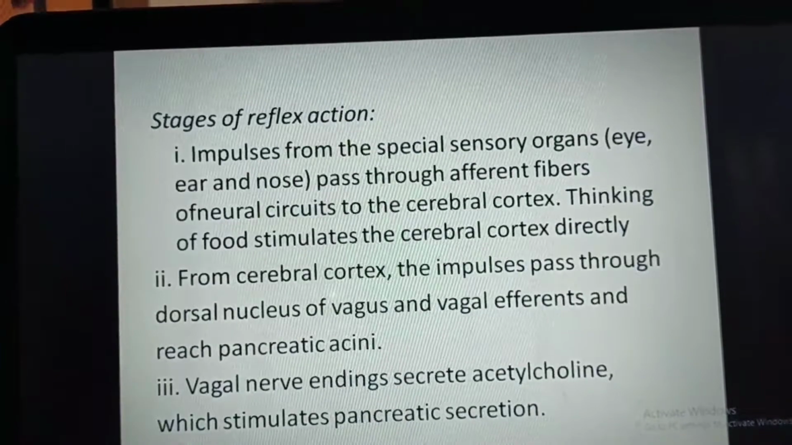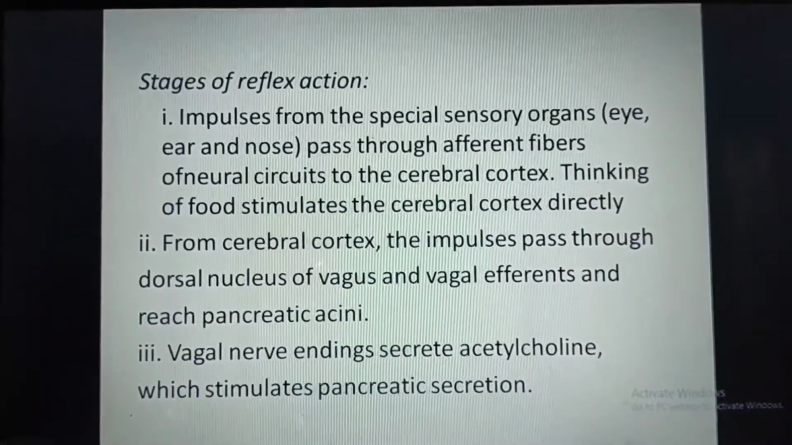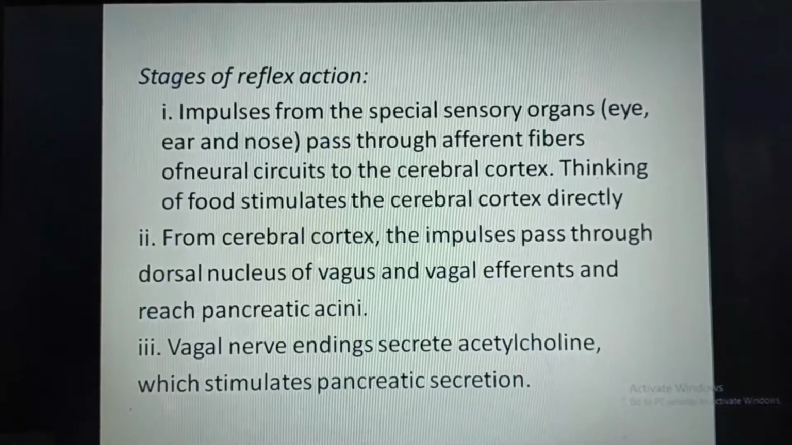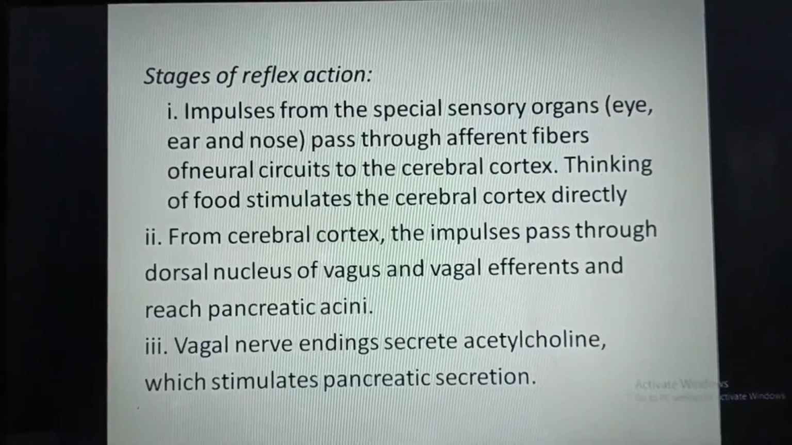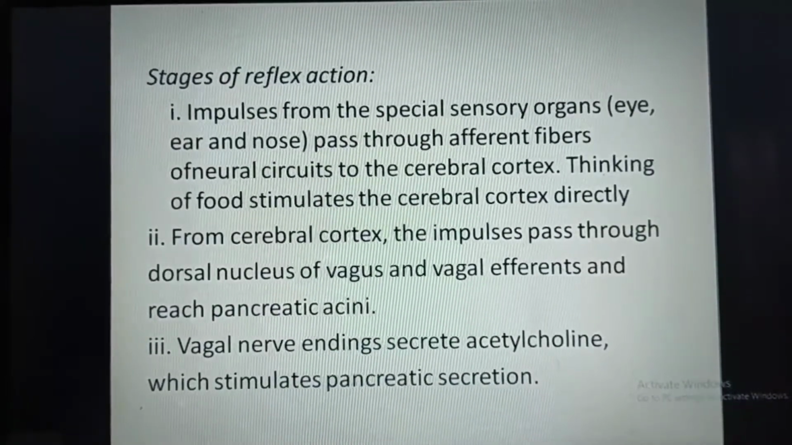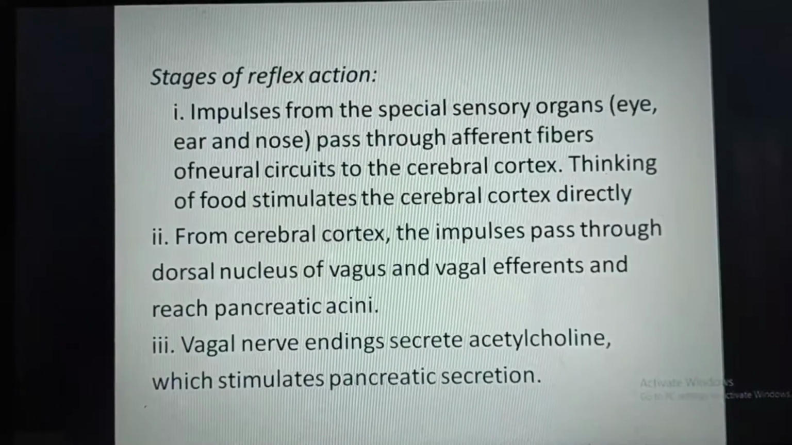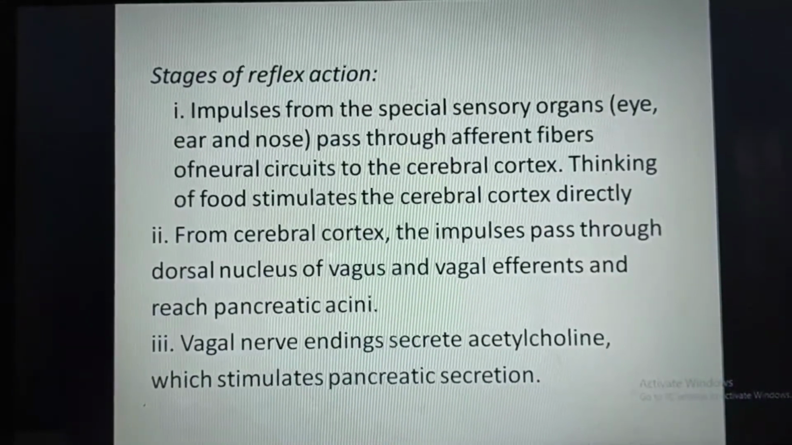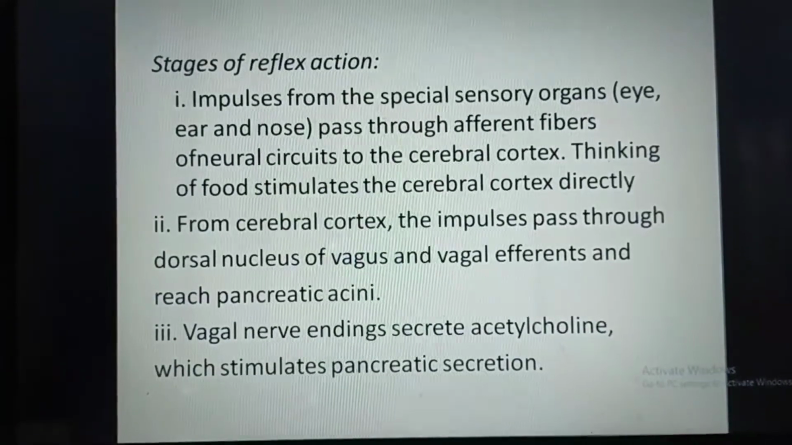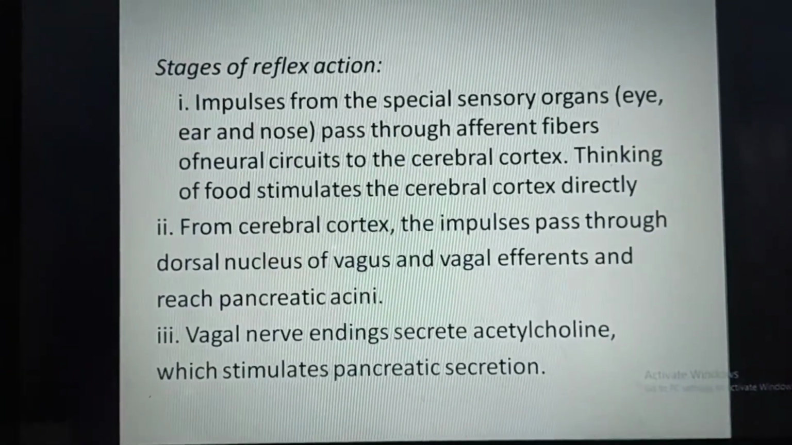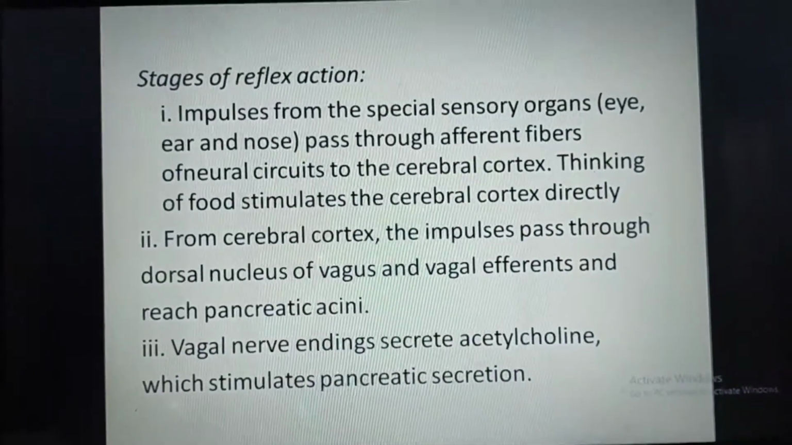Stages of reflex action. Impulses from the special sensory organs like eye, ear and nose pass through afferent fibers of neural circuits to the cerebral cortex. Thinking of food stimulates the cerebral cortex directly. From the cerebral cortex, the impulses pass through the dorsal nucleus of vagus and vagal efferent and reach pancreatic acini. Vagal nerve endings secrete acetylcholine, which stimulates pancreatic secretion.